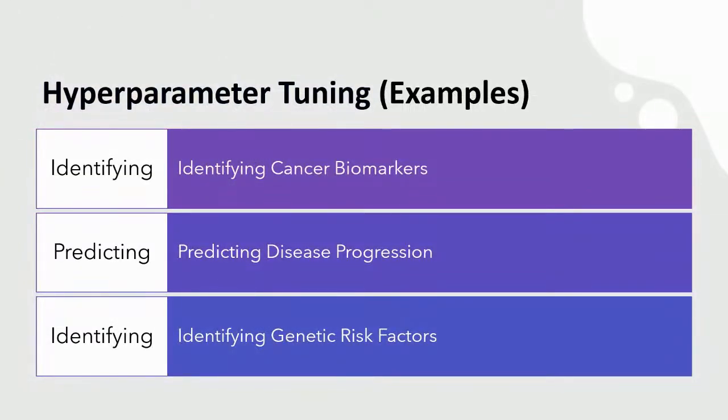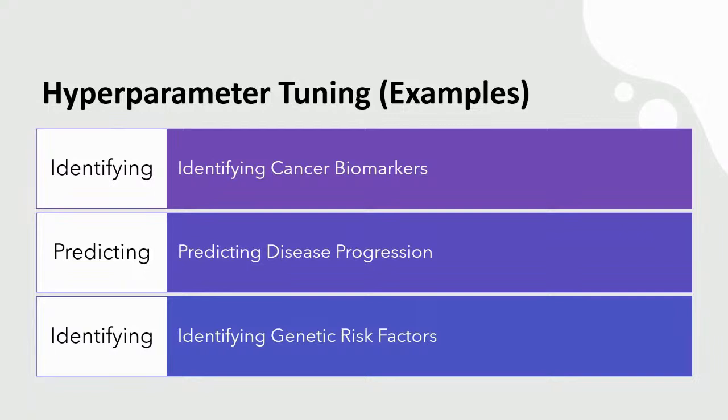Hyperparameter tuning can be used to identify the most relevant markers for predicting cancer outcomes. The model is trained on labeled data of patient outcomes and can then be used to identify the most important feature for predicting the cancer outcomes. Hyperparameters such as learning rate, regularization, and number of hidden layers can be optimized to improve model performance.